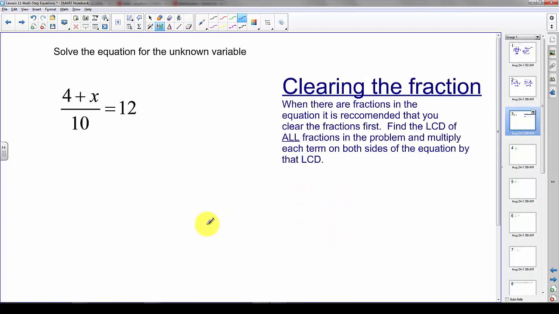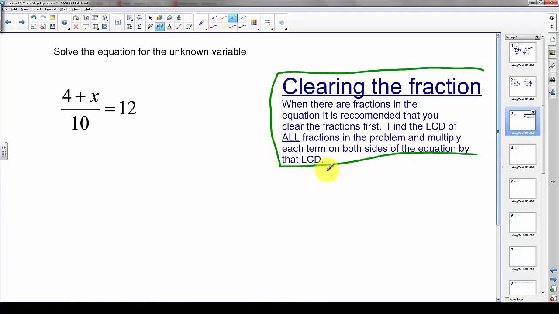Now, when we deal with fractions, what I like to do is actually get rid of the fractions because most people aren't comfortable in using those. So I use a process called clearing the fractions. And clearing the fractions involves the following. When there's a fraction, what you want to try to do is find the lowest common denominator of all the fractions in the problem. And then multiply each term on both sides of the equation by that LCD. So I take a look, and in this side of the problem, I have a denominator of 10.